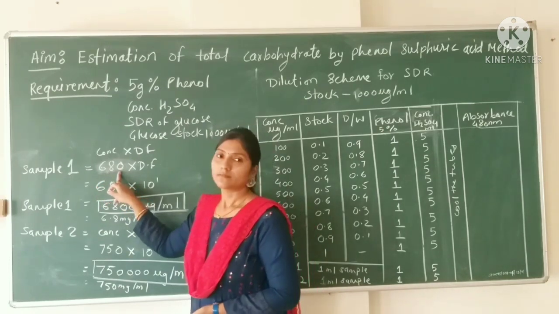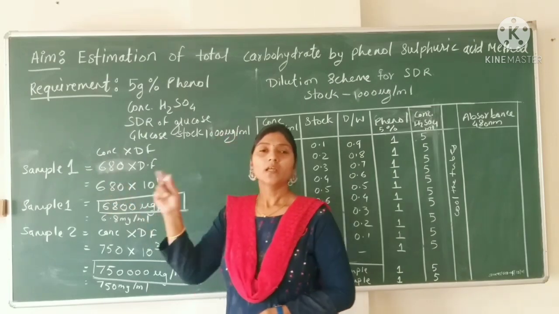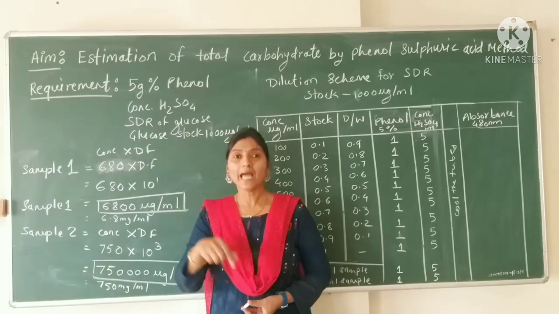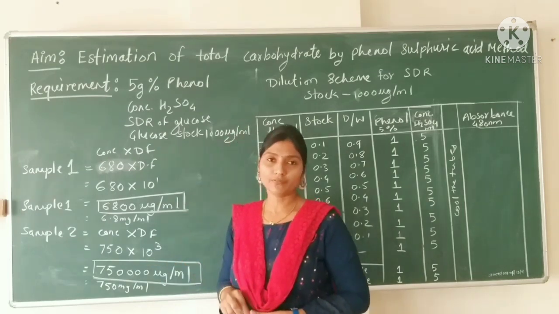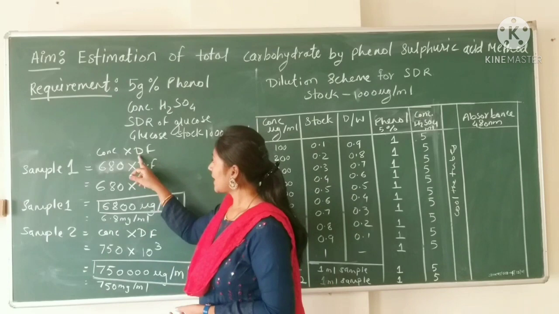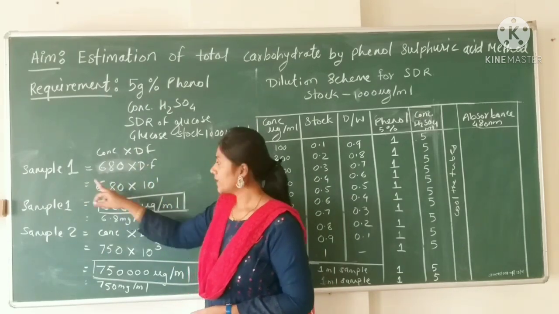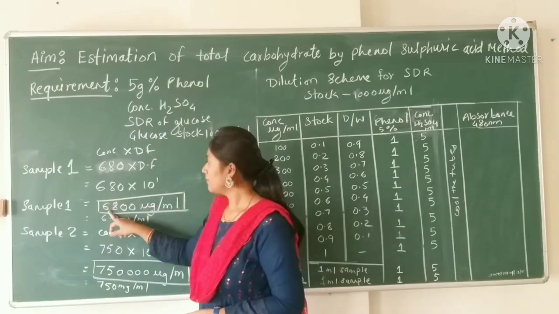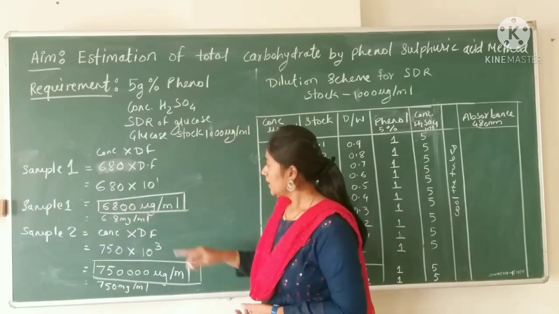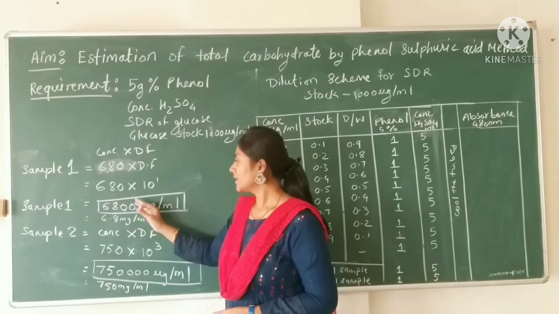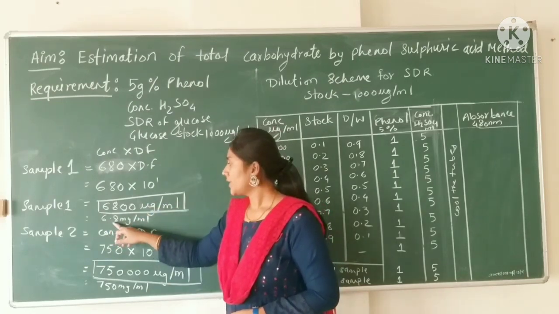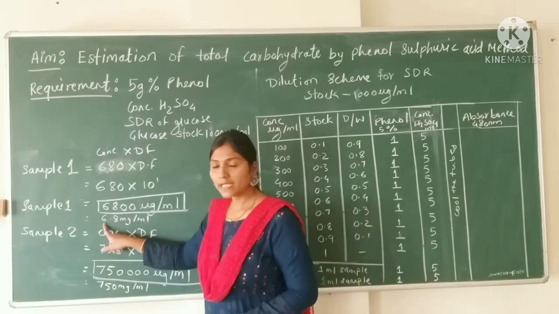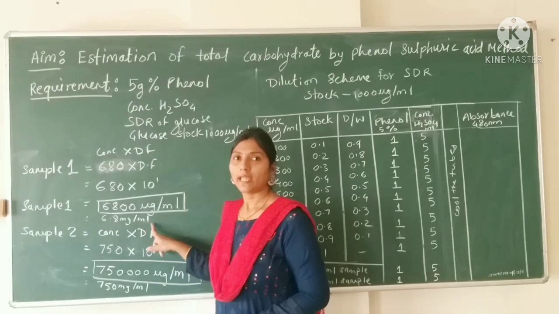Now what? See, 680 micrograms per ml is the concentration of the sample which I diluted. Okay, so here you will have to multiply by dilution factor. So dilution factor for my sample 1 is 10 raised to 1. So I multiplied 680 into 10. So it came 6800 micrograms per ml, and I converted that into milligrams. So 6.8 mg per ml. So sample 1 has total carbohydrates of 6.8 milligrams per ml.